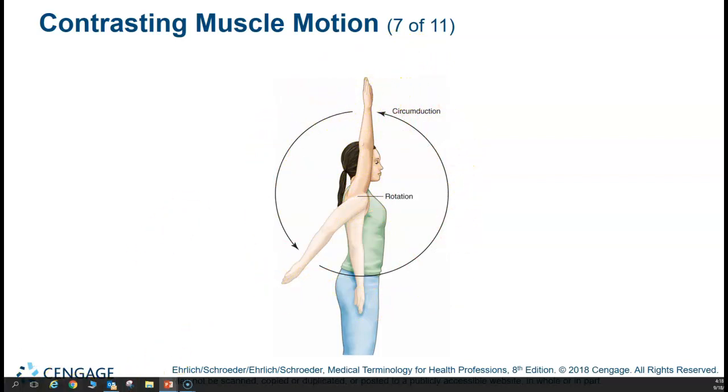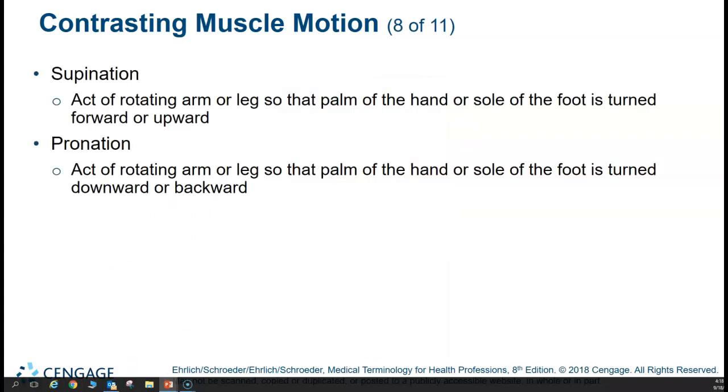We also have terms like supination and pronation. I remember this as supination is rotating the arm so the palm of the hand is up, so you could hold soup in it. So if you rotate the arm so your palm is up, you can hold soup in it, and that's called supination. If we have pronation, we rotate the arm or the leg down, or the palm of the hand down, and that's pronation.